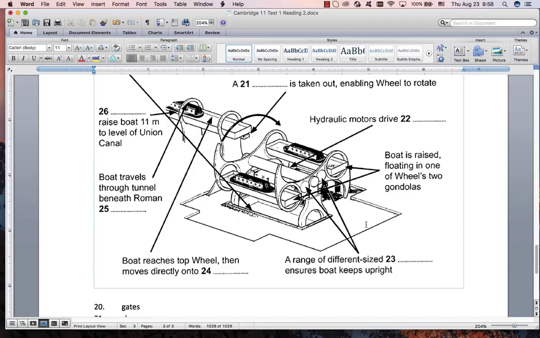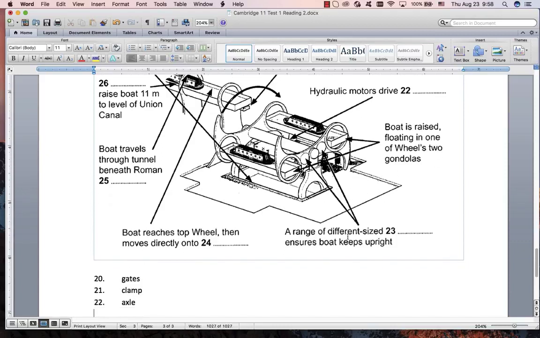Alright, you can try and find that. You don't really need to. It might be somewhere else. So probably just move on. A range of different size somethings ensures both keeps upright. Right, now the grammar helps you again. Always after a range of, you're going to have a plural countable noun. I know that this says ensures with a S over there.